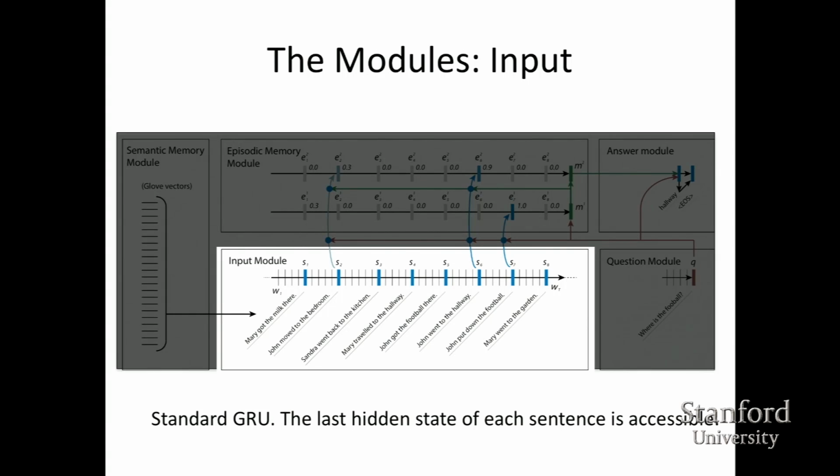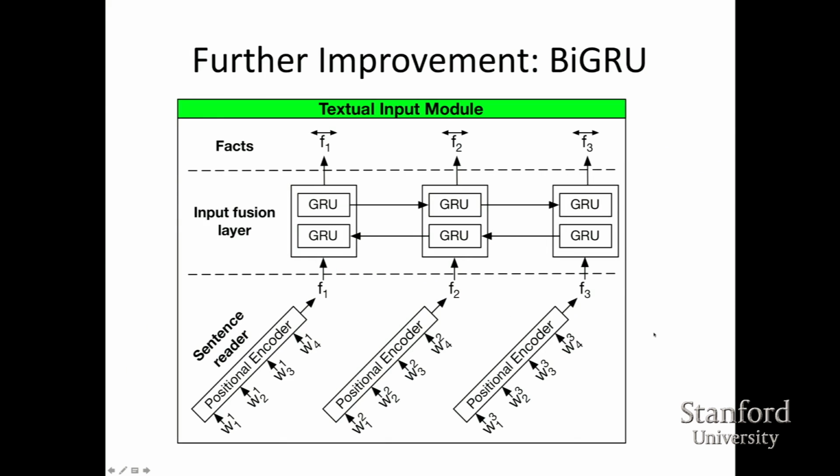All right, so we train everything end-to-end, cross-entropy error, standard stuff. Now, the input module is a standard GRU. And again, in this particular case, where we have very simple sentences and facts about each sentence, we'll actually make the last hidden state of each sentence explicitly accessible when we answer the question. Now, one improvement that we've made in the second iteration is that instead of having just a unidirectional GRU, we have a bidirectional GRU, and each sentence is represented via the concatenation of both the left to right and right to left directions.